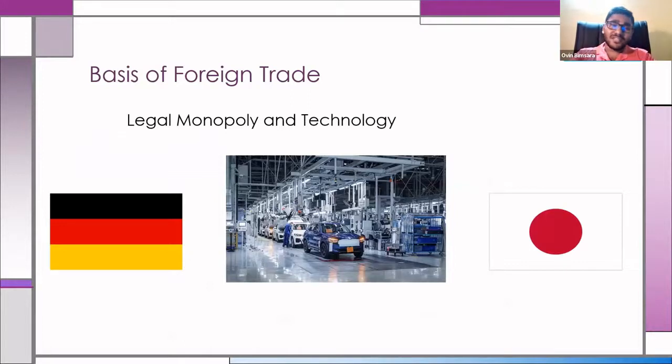Then we discuss another reason behind foreign trade: legal monopoly and technology. Some countries do keep the legal monopoly with the patents and copyrights, and at the same time, they have technologies which are not possessed by others. When it comes to the automobile industry, most of the patents and most of the technologies are possessed by countries like Germany and Japan, because they are the experts in manufacturing vehicles. So they have that advantage, and as a result, they have become exporters of automobiles to the entire world.